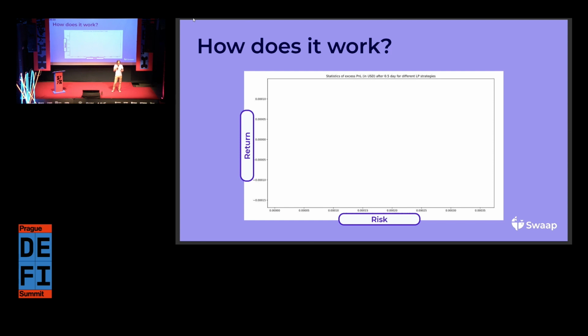So concretely, we have this kind of matrix where we run, let's say, 1,000 runs. Each time we do a run, we look at the return of the AMM strategy against HODL.